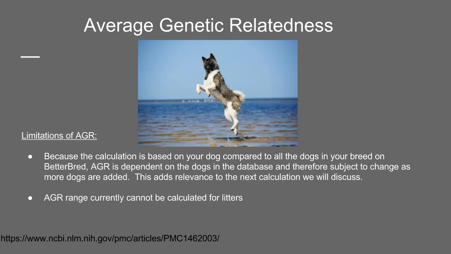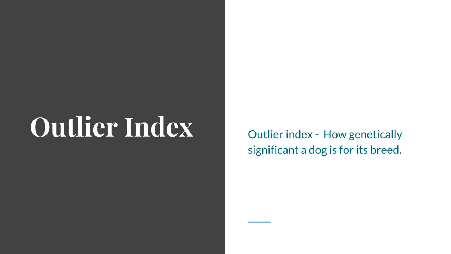So what's the limitation of AGR? Because the calculation is based on your dog compared to all the dogs in your breed on Better Bred, AGR is dependent on the dogs in the database and therefore subject to change as more dogs are added. This adds relevance to the next calculation we'll discuss, which is outlier index or OI. Currently, also, we cannot calculate AGR for litters, although we are hoping that we can do it in the future.